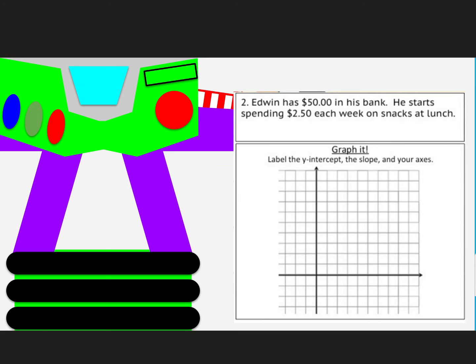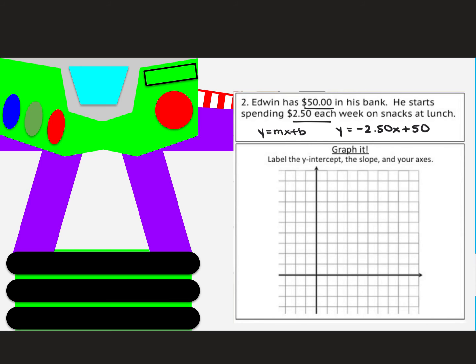All right, this one says Edwin has $50 in his bank. He started spending $2.50 each week on snacks at lunch. So again, the first thing we're going to do is write our equation in slope-intercept form, but let's identify some key pieces here. He has $50 in the bank and spends $2.50 each week. So again, using the formula y equals mx plus b, we know that he's spending $2.50 each week. So that's going to be negative because we're spending. And then we have the initial value of $50.